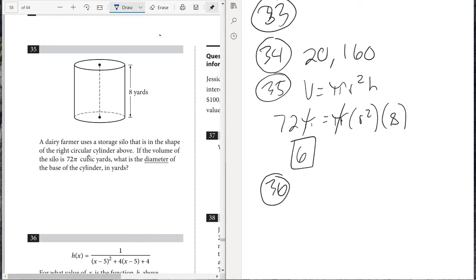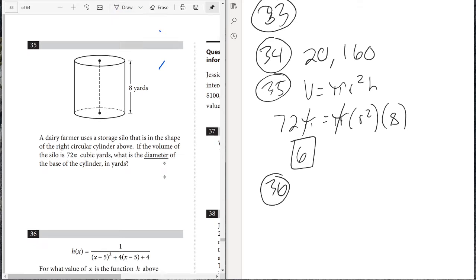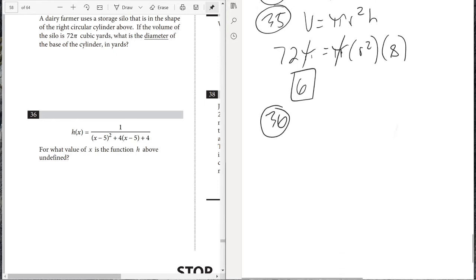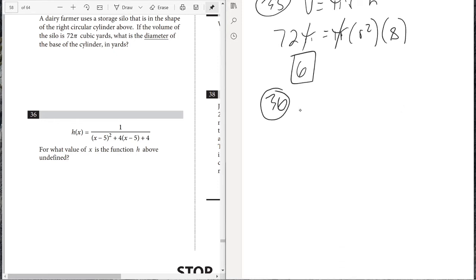36. Okay. 36. For what value of x is the function h above undefined? They want you to say 5, but it's not 5. All right, so you just set the whole bottom equal to 0, basically. So x squared plus 4x minus 5 plus 4 cannot be equal to 0. So I'm basically going to just solve for 0.